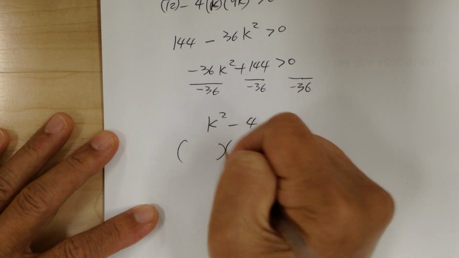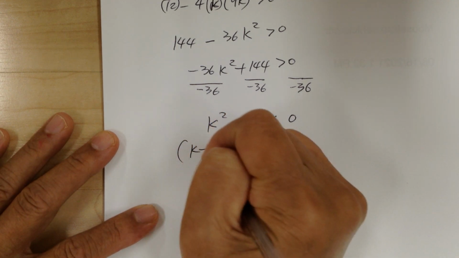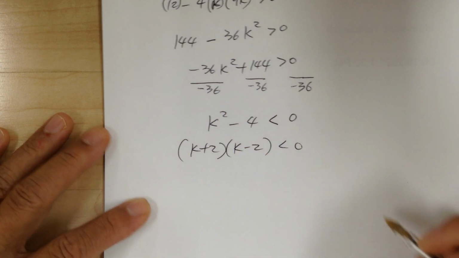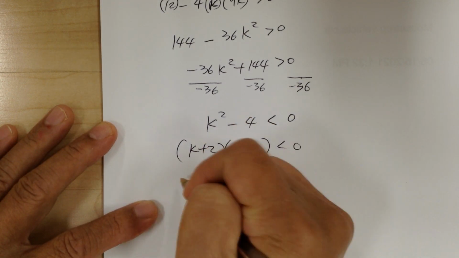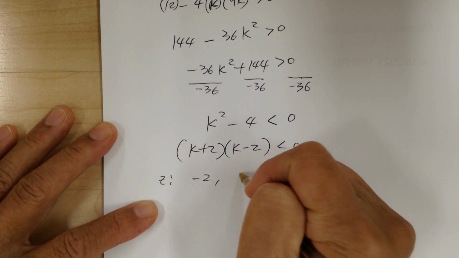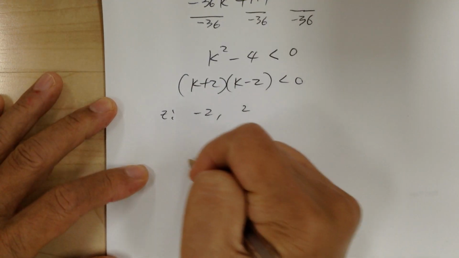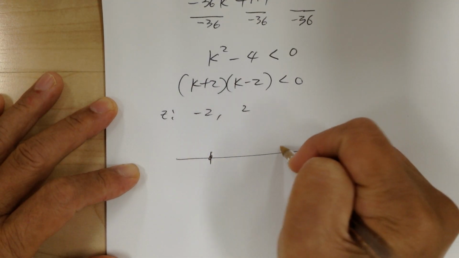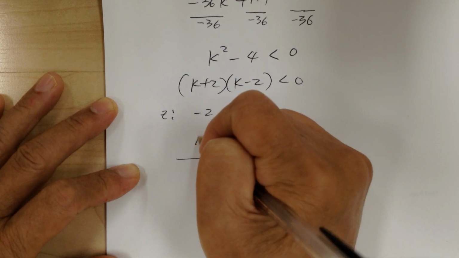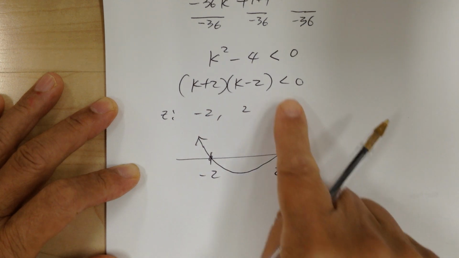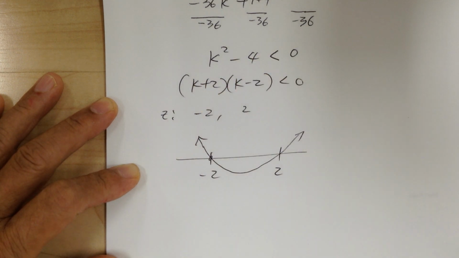And then from here, we're going to do the factoring. So you get k plus 2, k minus 2. So your critical values, your zeros, are negative 2 and 2. So when you sketch, the graph's going to be like this, right? And you switch over. The part you're looking for is this part over here.